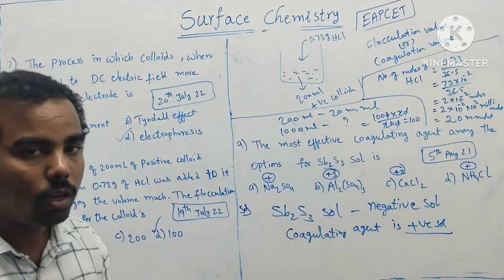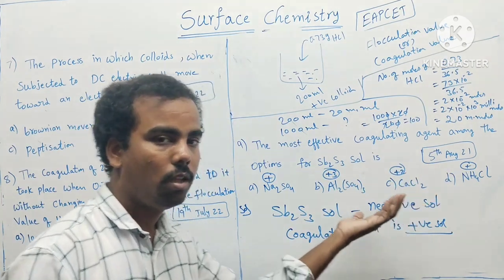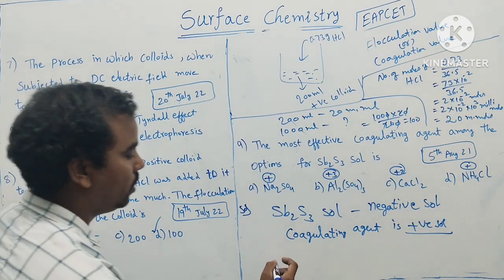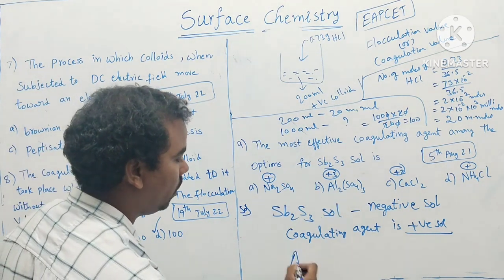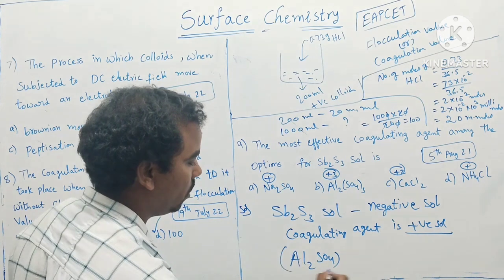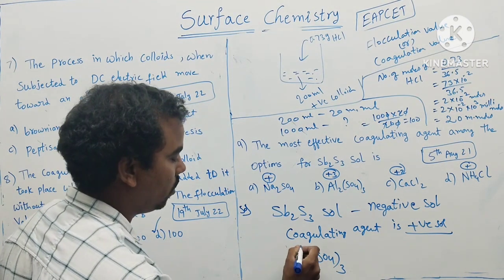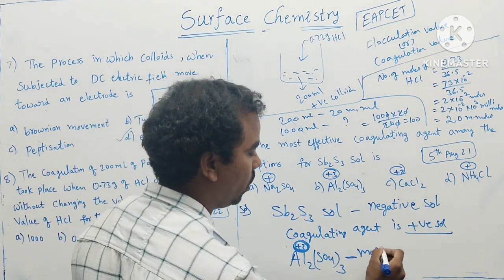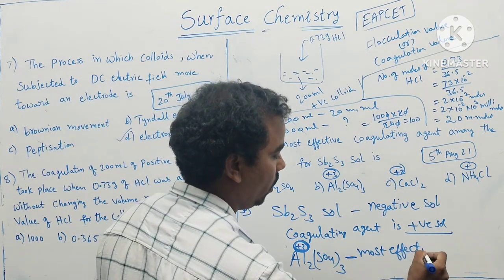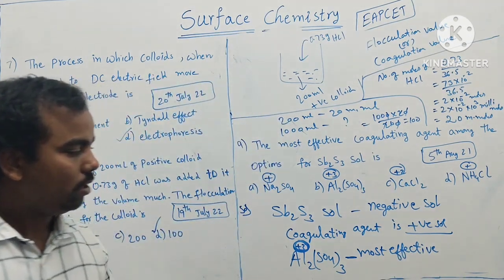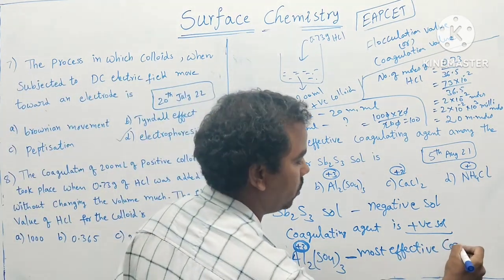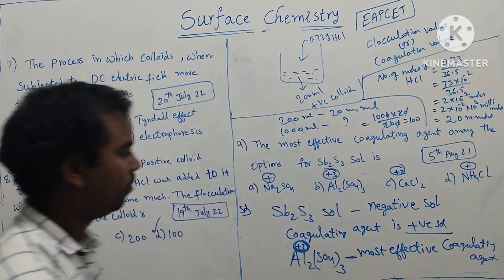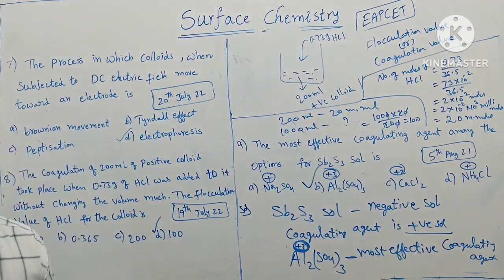So the most effective coagulating agent means the higher the positive charge for the negative sol, the higher the coagulation. So higher positive charge means Al2(SO4)3. Higher the positive charge, the more effective, the most effective coagulation takes place. One model was already explained before. So the most effective coagulating agent, the answer, is Al2(SO4)3.